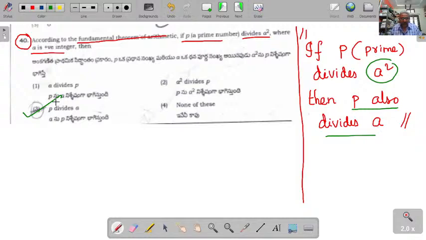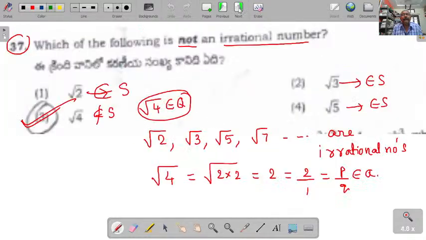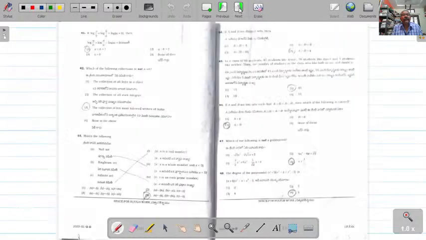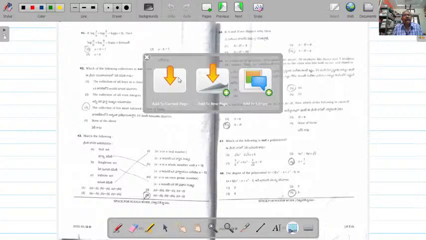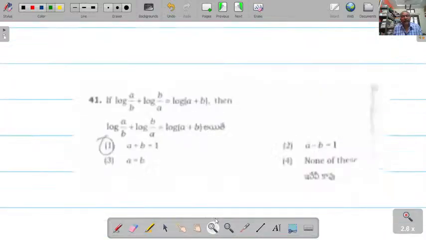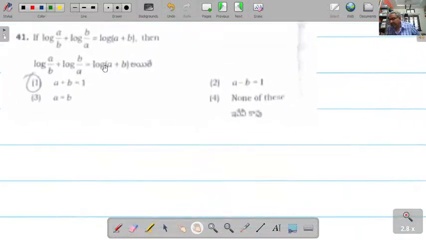So my dear students, next let us move to another question now. Wait, I will turn the pages so that we go to the 41st question. What is the 41st question? It's a very interesting question. You need to enjoy the mathematics. That's very important, my dear students. The 41st question comes under communication.